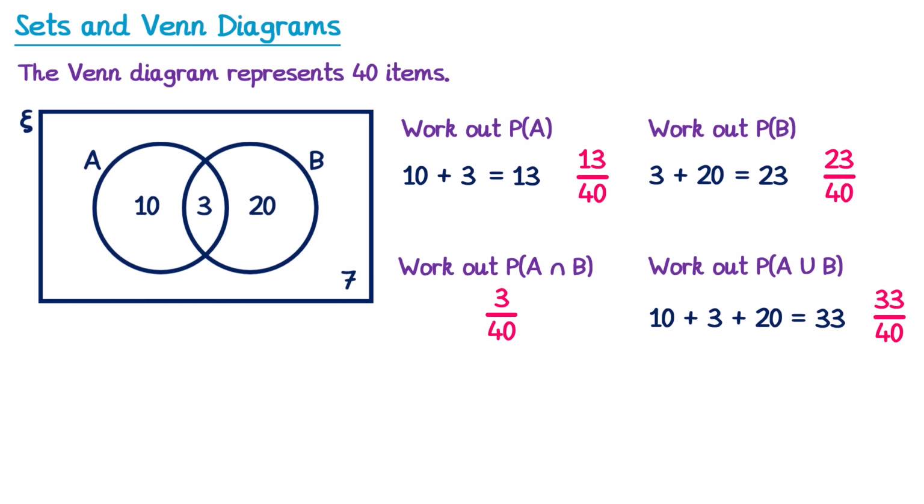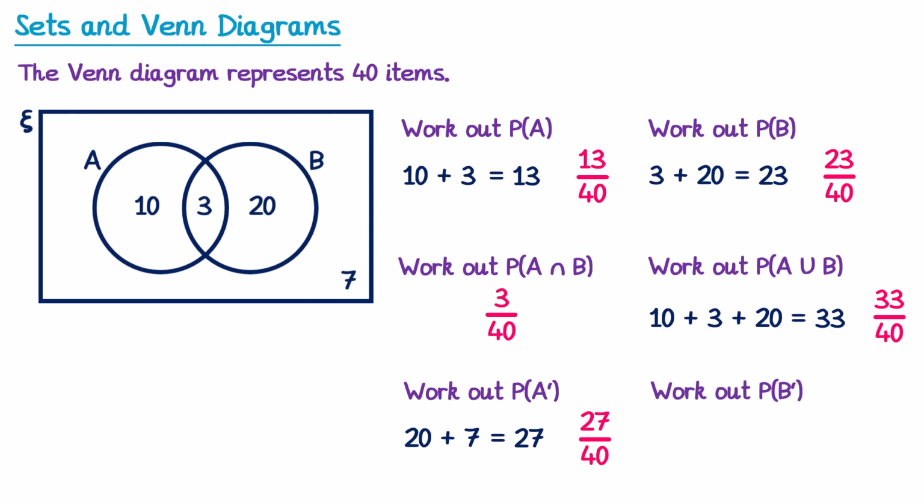You could also be asked to find this probability, the probability of A dash, which we learned was not A. So let's look for everything that's not inside the A circle, which would be the 20 and the 7. 20 plus 7 is 27, so the probability is 27 over 40. In a similar way, we can do the probability of not B. So everything not inside the B circle, which is the 10 and the 7, 10 add 7 is 17, so it's 17 over 40.